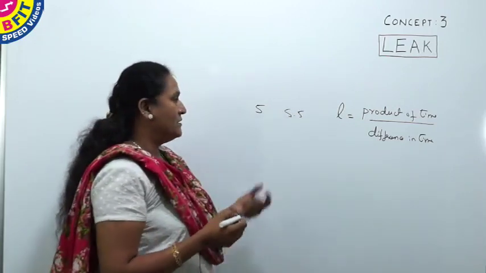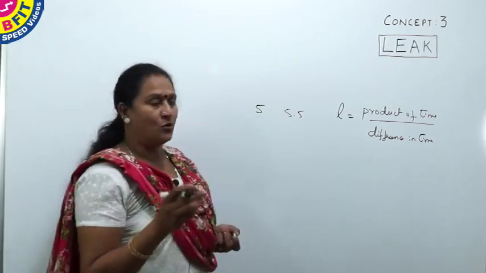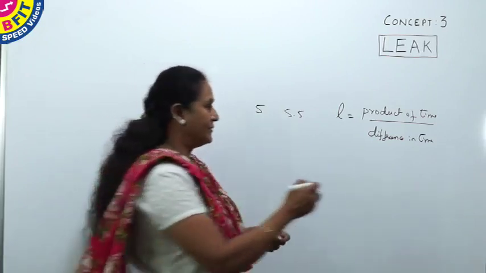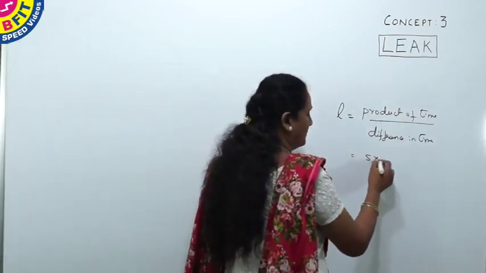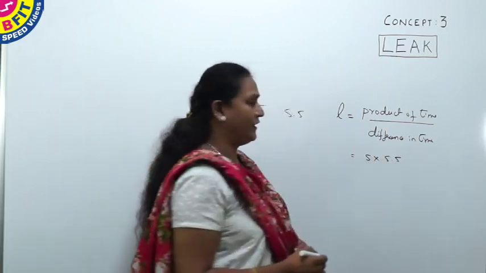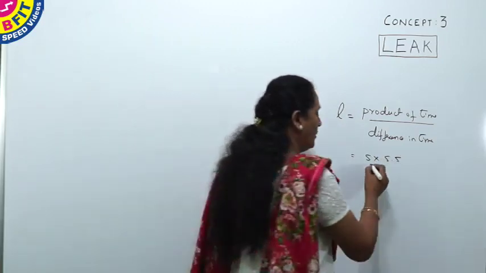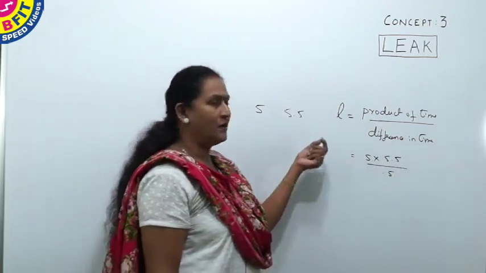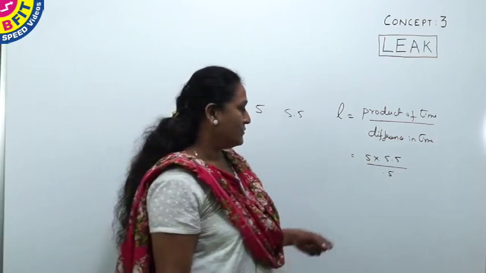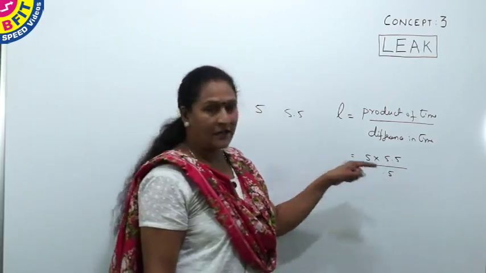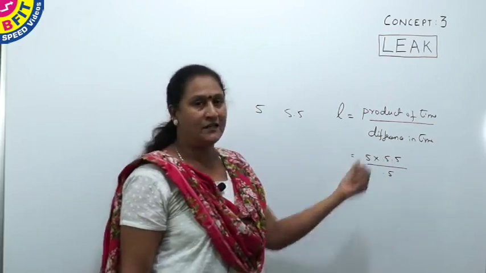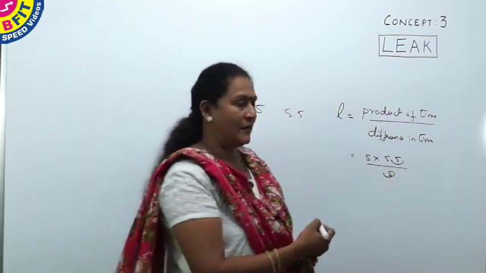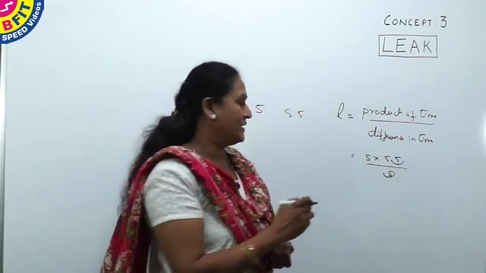So now the time taken by the leak to empty the whole tank is the product of these two timings divided by the difference in these timings. So it is 5 into 5.5, and the difference is half an hour, or 0.5. Now simplifying this, we get the time taken by the leak to empty the whole tank. As we have decimals, both with single decimal places, we multiply the numerator and denominator by 10, so that we can eliminate the decimals.